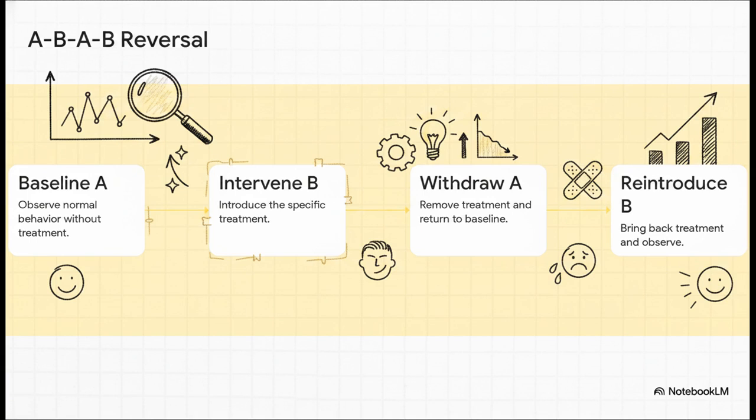Step 3, we actually withdraw the intervention, taking them back to baseline A. And finally, Step 4, we reintroduce intervention B. Now, if the client's behavior changes precisely in coincidence with these transitions, like it improves, worsens, then improves again, man, that provides incredibly strong, almost undeniable evidence that the treatment itself is causing the effect.